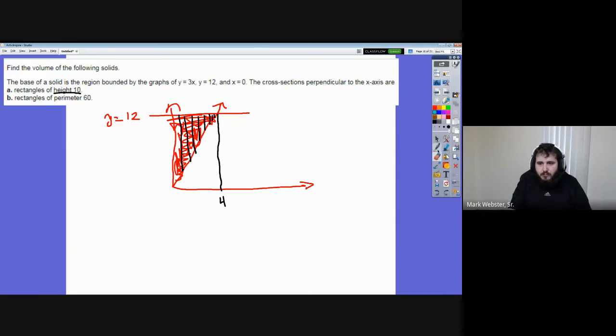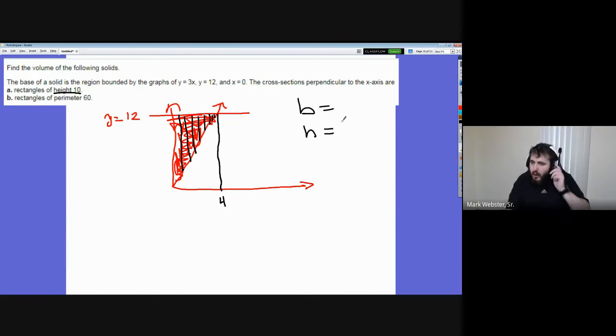So once again, we've got to work with our base and our height. Now, the base is going to be the same as it was, 12 minus 3x. And the reason it's going to be the same is because that's still the length of this, right? It's just that now we've got to take into account the fact that the perimeter is 60. 2 base plus 2 height equals 60, right? So we can solve for the height.